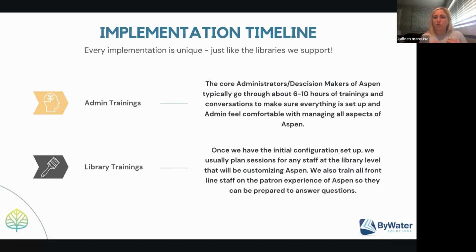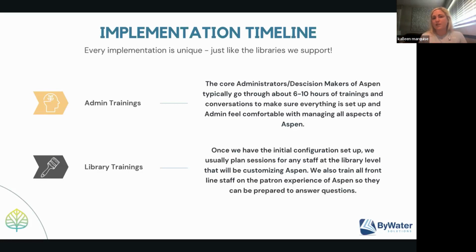We really want that core admin team or those core decision makers to feel really, really comfortable with managing all aspects of Aspen. Once we get to that point, then we often roll out to maybe the second tier administrators. So library level system or branch managers, or the admin team that might want to do specific customizations within their library catalogs. So all of the initial framework is done. Maybe they just want to add another link or an additional little color or something fun to their library catalogs.